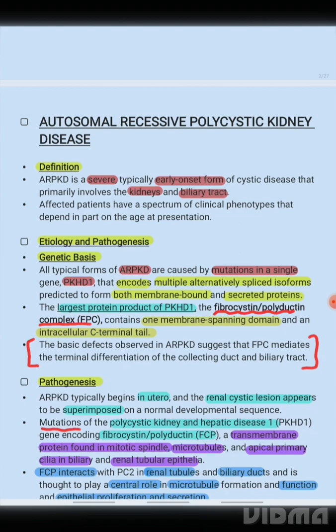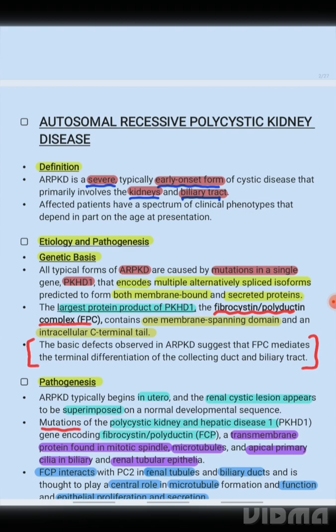So by definition, autosomal recessive polycystic kidney disease is a severe disease and it has early onset, and it involves primarily kidneys and biliary tract. We discussed in autosomal dominant polycystic kidney disease that it is also a multisystemic disorder, but autosomal recessive primarily targets the kidneys and the biliary tract. So how are you going to differentiate?